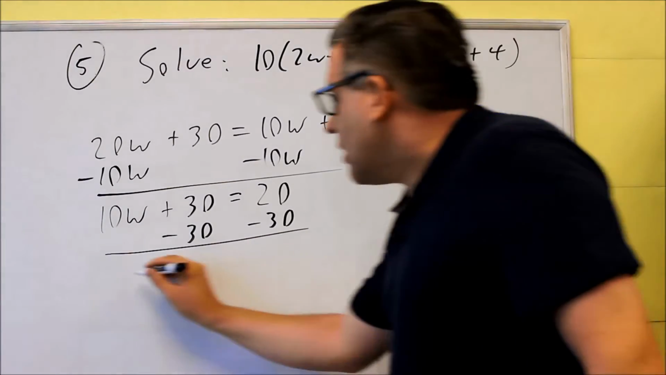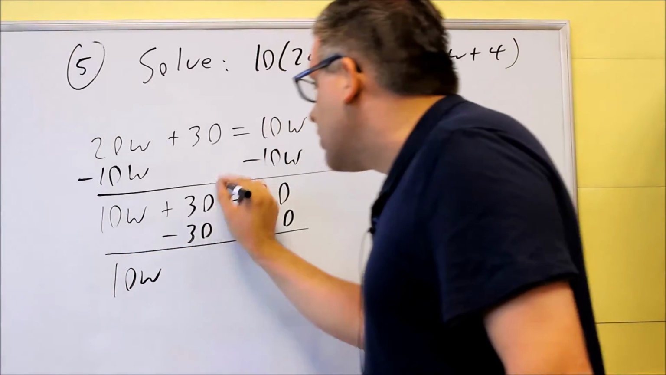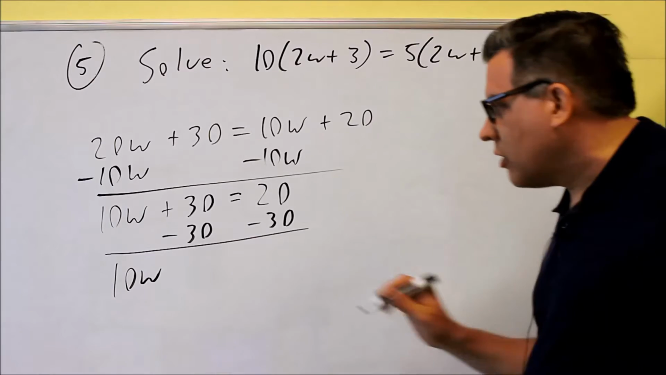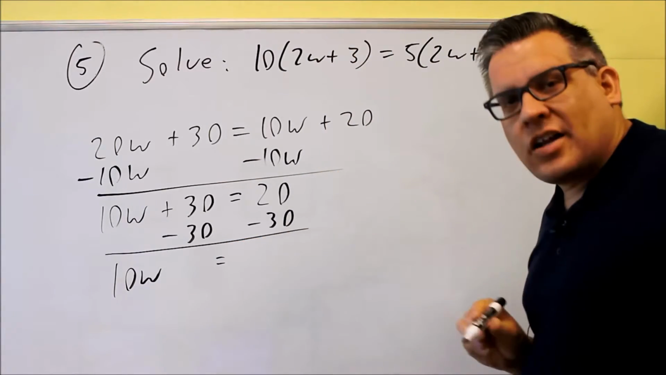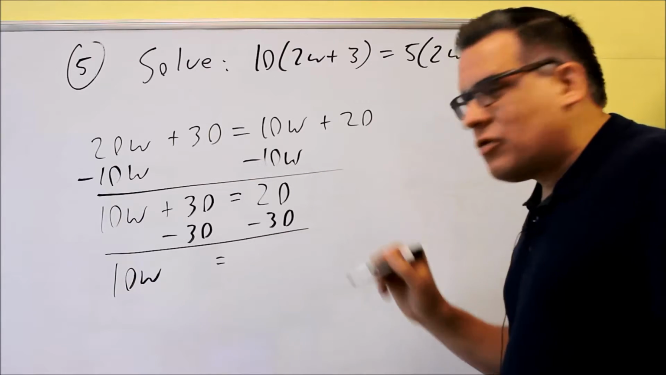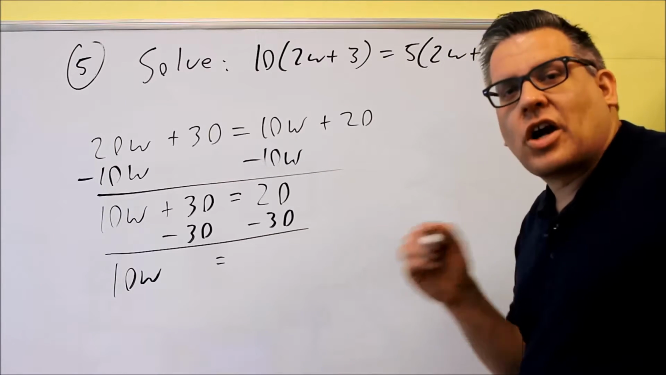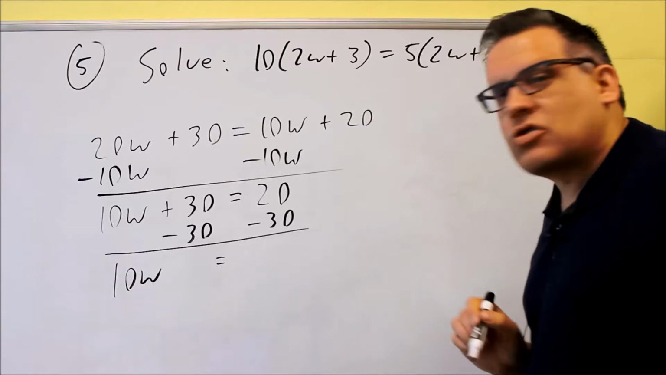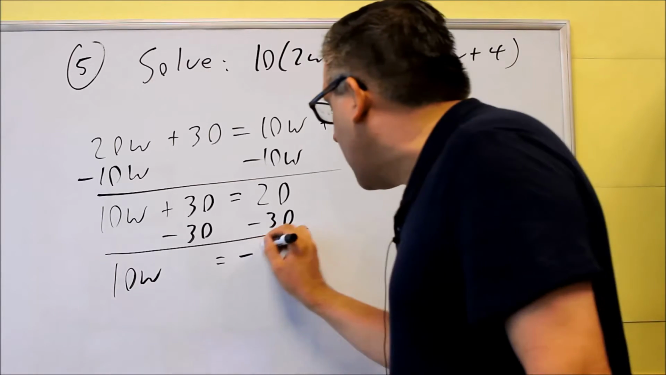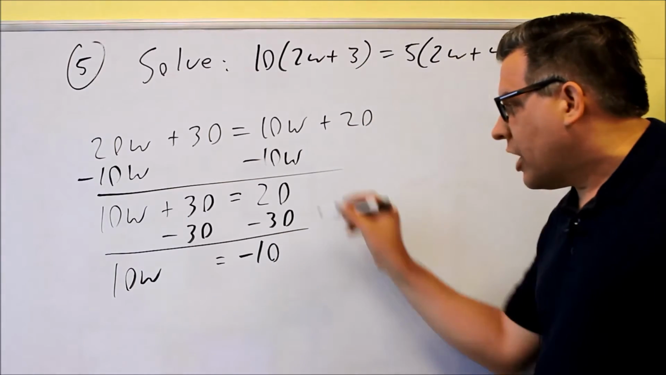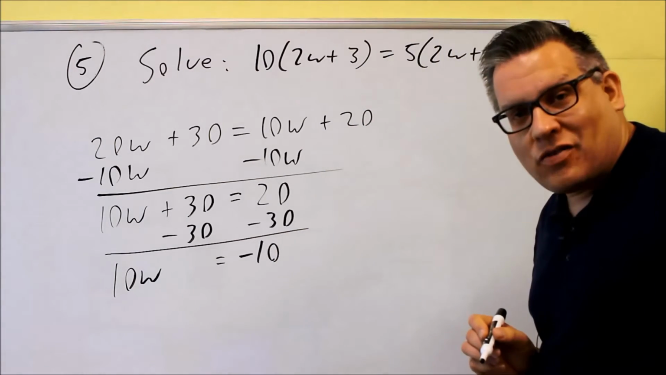Okay, I get 10w here. These are going to cancel out. I get a 0 there. Be careful here. We have 20 minus 30. Okay, if they have different signs, you subtract them and take the sign of the larger number. So if I do 30 minus 20, I get 10, but the larger number is negative, which means that my answer there for that part, 20 minus 30, has to be negative 10.